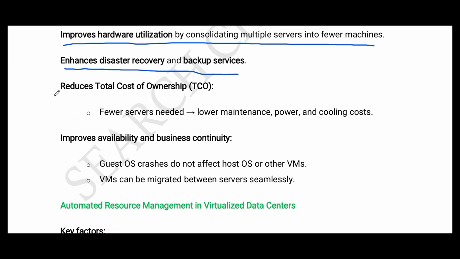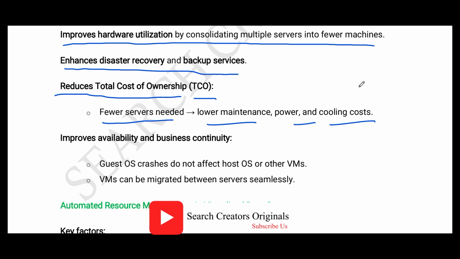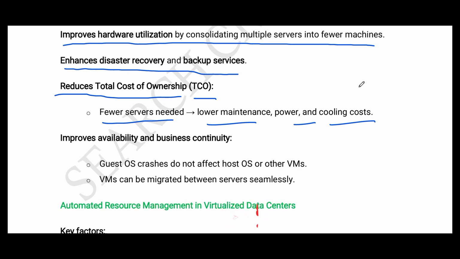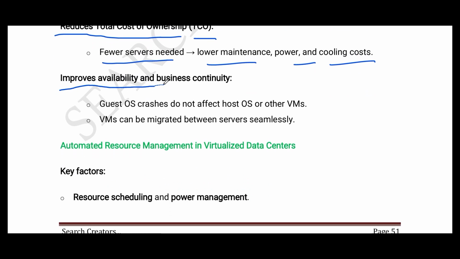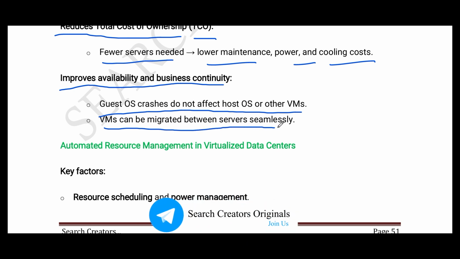Next, it reduces total cost of ownership, which is TCO, which means fewer servers needed, lower maintenance, power and cooling costs. Next, it improves availability and business continuity. Guest OS crashes do not affect the host OS or other virtual machines, and virtual machines can be migrated between servers seamlessly.